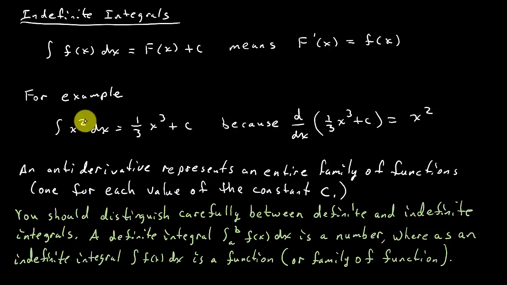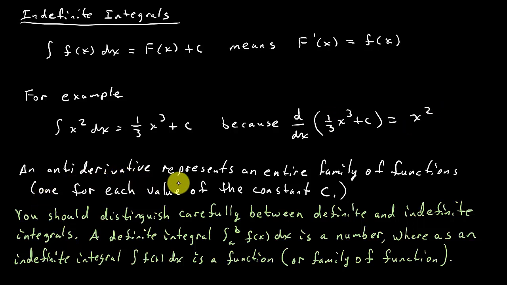So for example, if we integrate x squared, that would give us 1/3 x cubed plus c, because if we take the derivative of the 1/3 x cubed plus c, we get x squared. Okay, so the x squared, that's the little f. This 1/3 x cubed is big F, and if we take the derivative of capital F here, that gives us little f, the x squared.